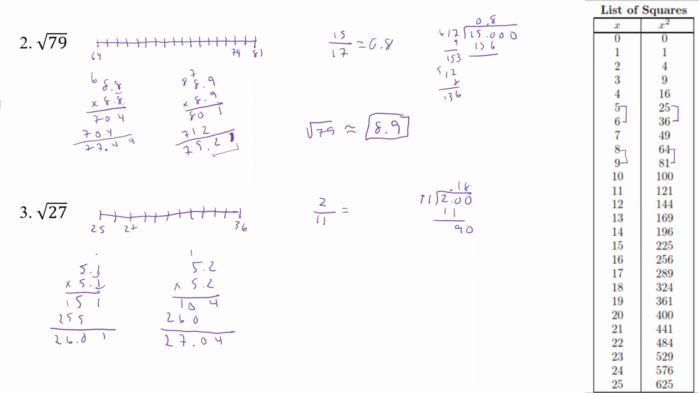So which one is closer to 27? This one is. Even though it's over, it's closer. And so I'm going to say the square root of 27 is approximately 5.2. And so that then would be my solution. Okay.